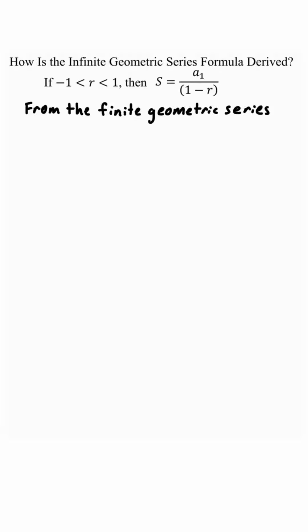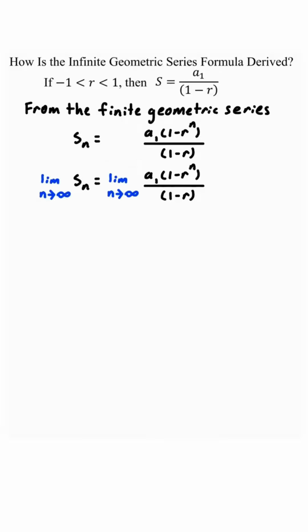From the finite geometric series, we have s sub n is equal to a sub 1 times 1 minus r to the power n divided by 1 minus r. Let's take the limit as n approaches infinity to both sides. Now on the right side of the equal sign, we're taking the limit as n approaches infinity. The only variable that has n is this r to the power n.